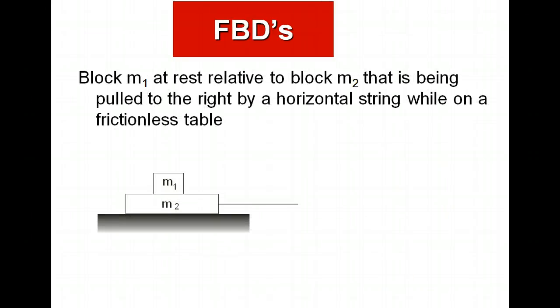Next problem: block M1 at rest relative to block M2 that is being pulled to the right by a horizontal string while on a frictionless table. So here we have M1 and M2, M1 sitting on top of M2, M2 is being pulled to the right, and M1 moves along with it. Draw the free body diagram of M1 and the separate free body diagram of M2.